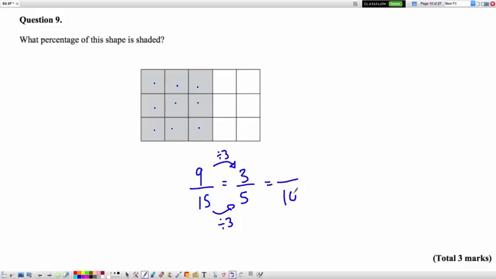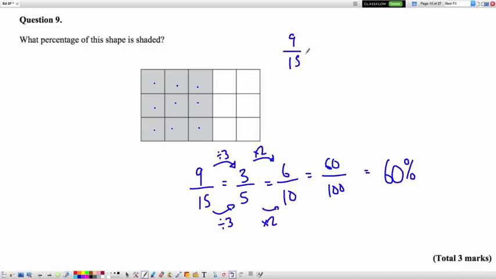We can then make that an equivalent fraction over 10 by multiplying by 2. So we're going to get 6 over 10, which is the same as 60 over 100, which gives us 60%. You could also go straight from your 9 over 15 times by 100 for a percentage.